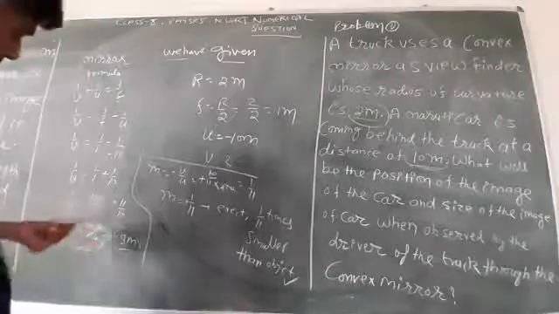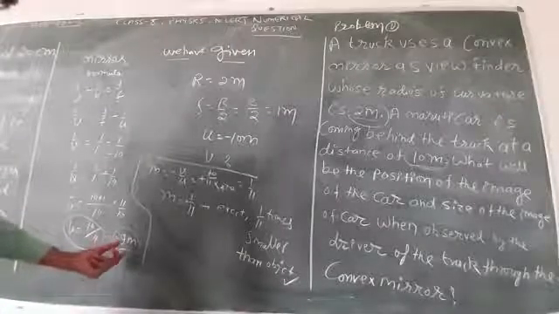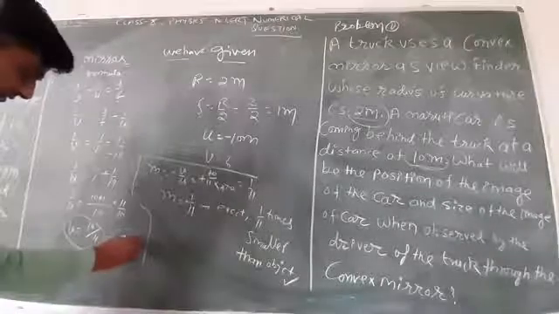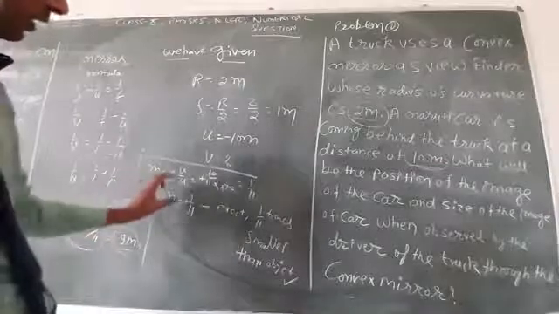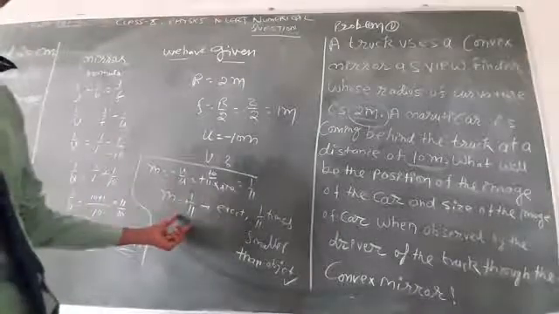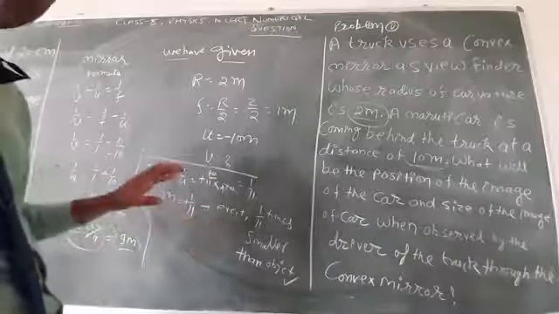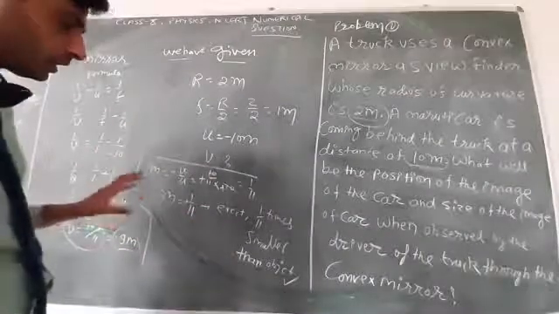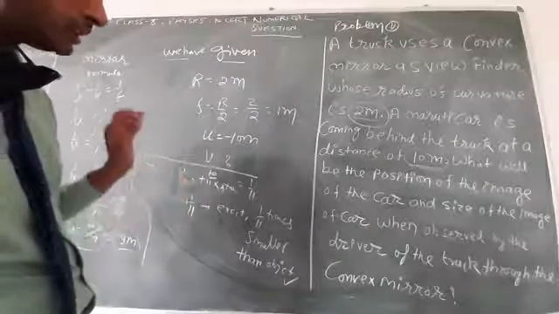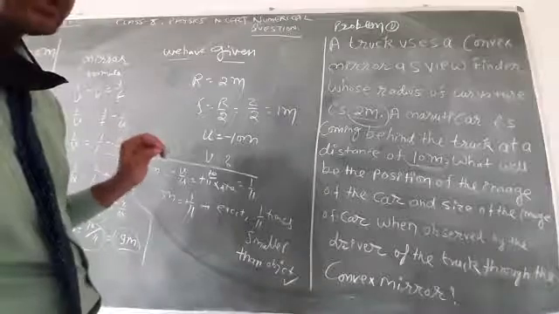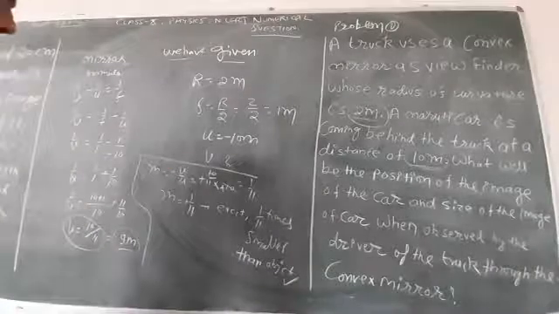Okay, so the position of the image is at 0.9 meter, and the magnification is plus 1 upon 11. It means the image is erect. We can see the car in an erect position, and that is 1 upon 11. It means the car is smaller than the object. Okay, I hope you understand.